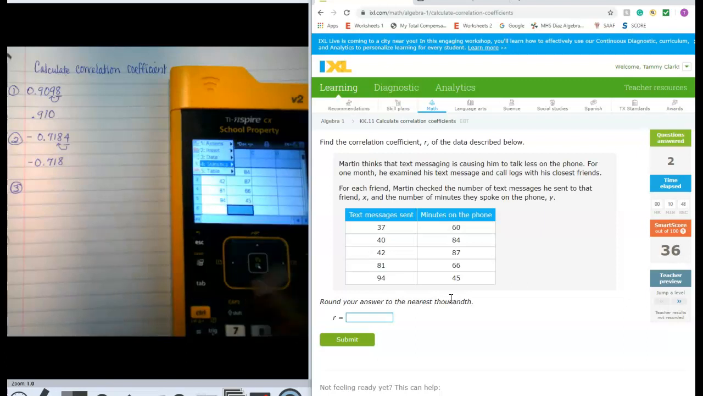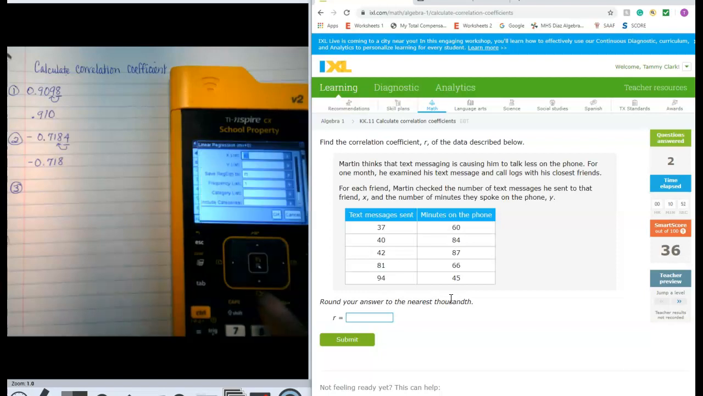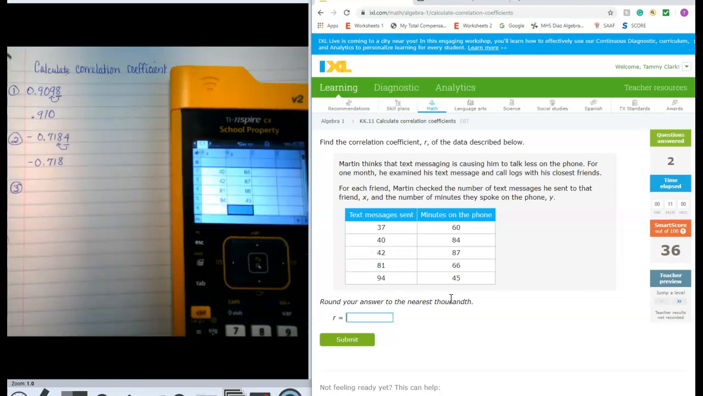Menu, we're going to do stat calculations. We want the mx plus b. We want our x in the x list, our y in the y list. Tab down. That's C or greater, so we're happy about that. We want this information here. We want the r.